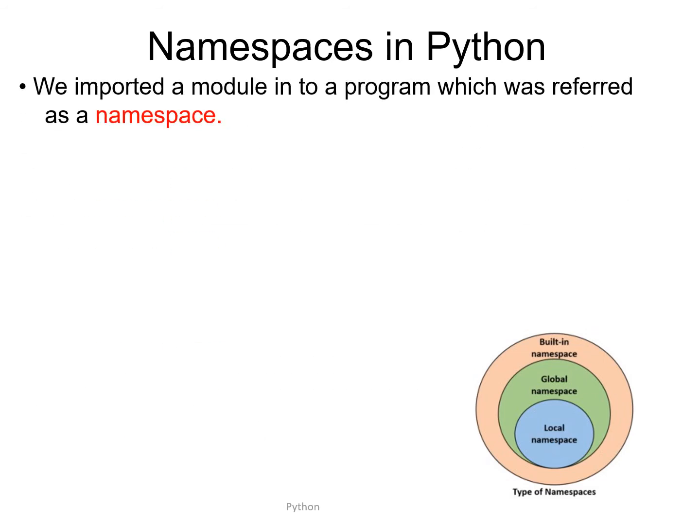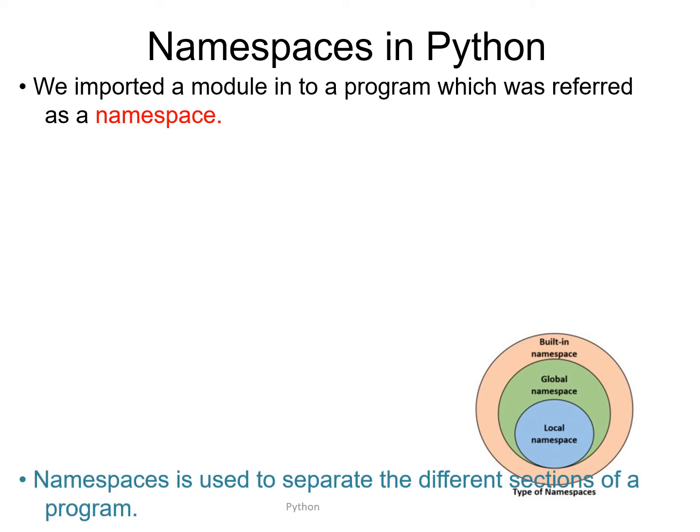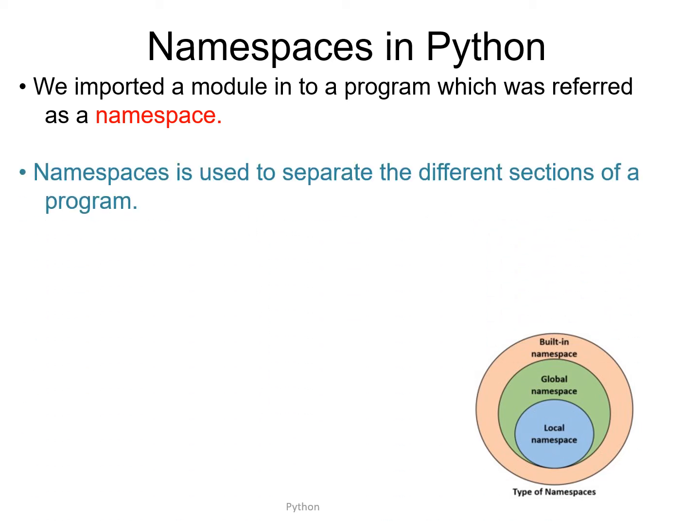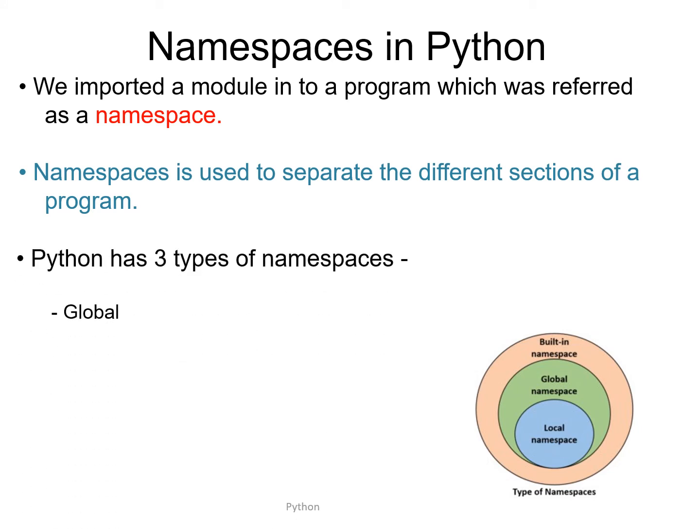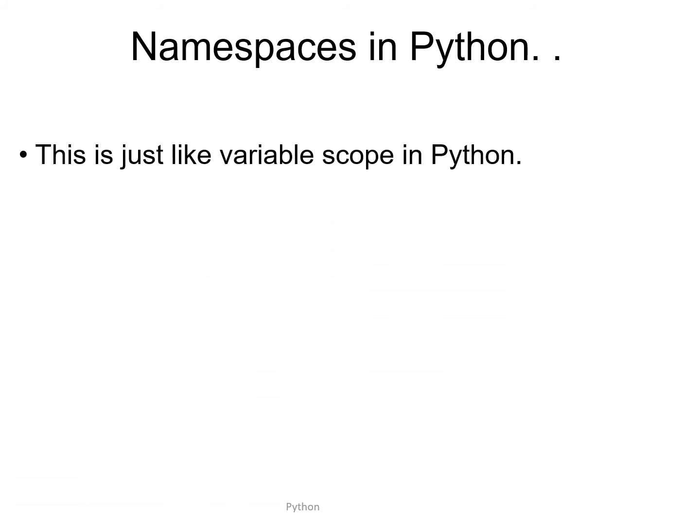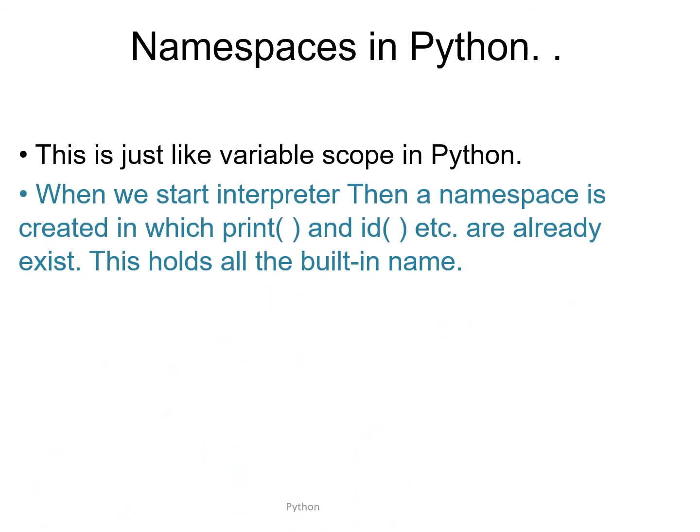Namespace in Python. When we import a module in our program, it is referred to as a namespace. Namespace is used to separate the different sections of a program. Python has three types of namespace: global, local, and built-in. This is just like variable scope in Python. When we start the interpreter, a namespace is created in which print and id etc. already exist. This holds all the built-in names.